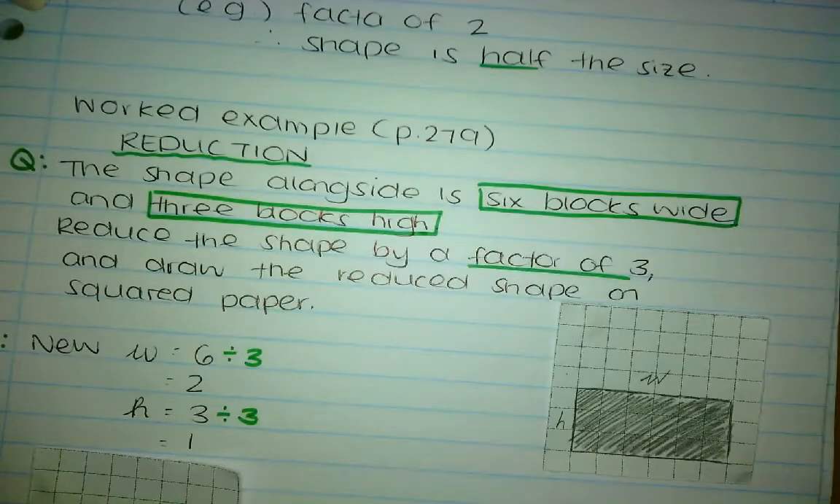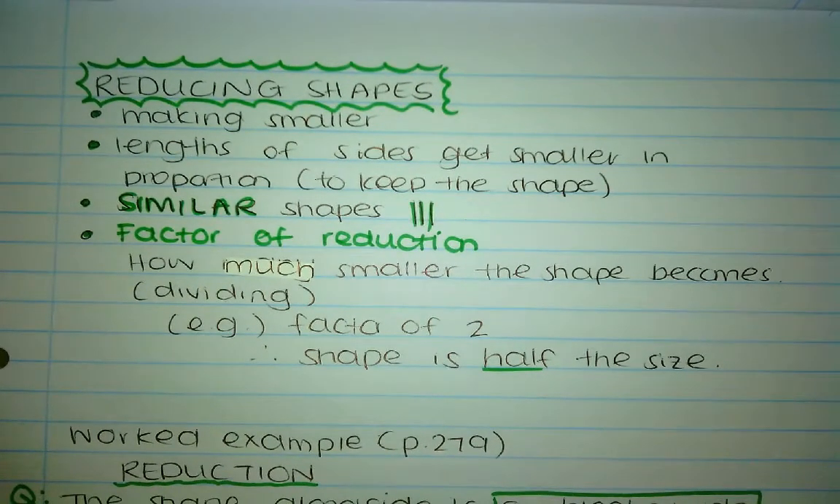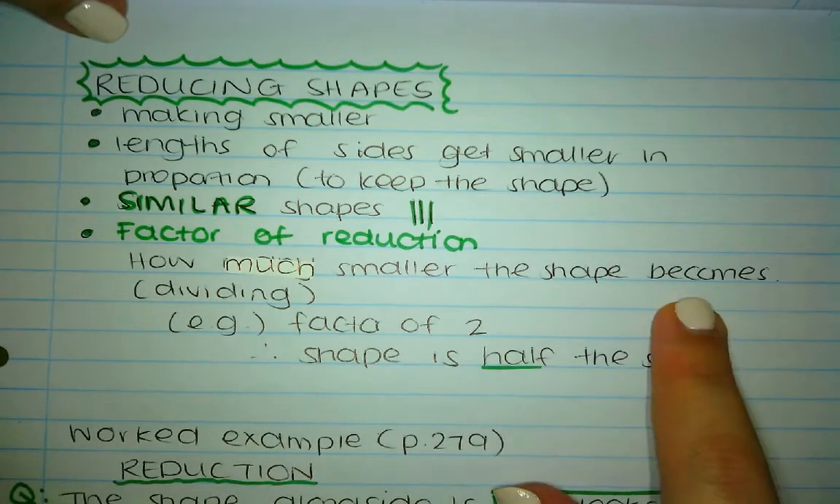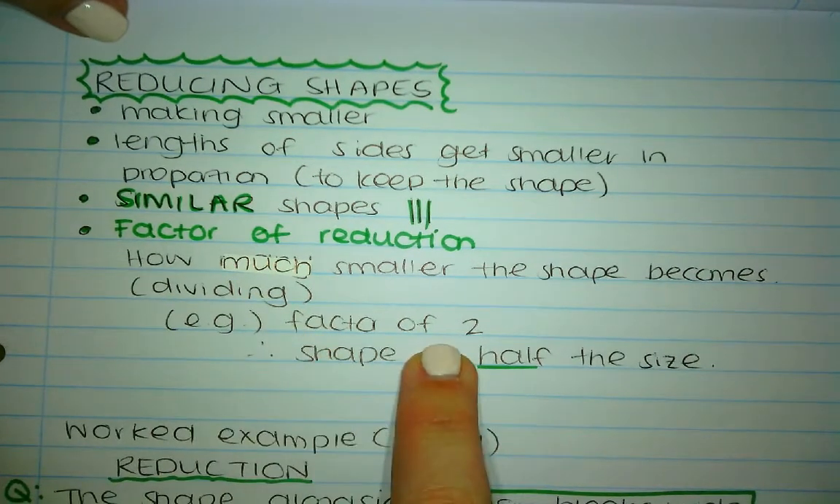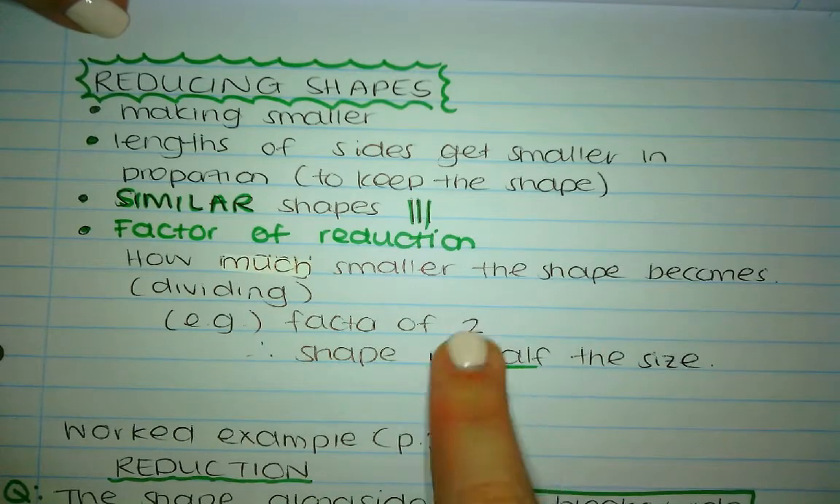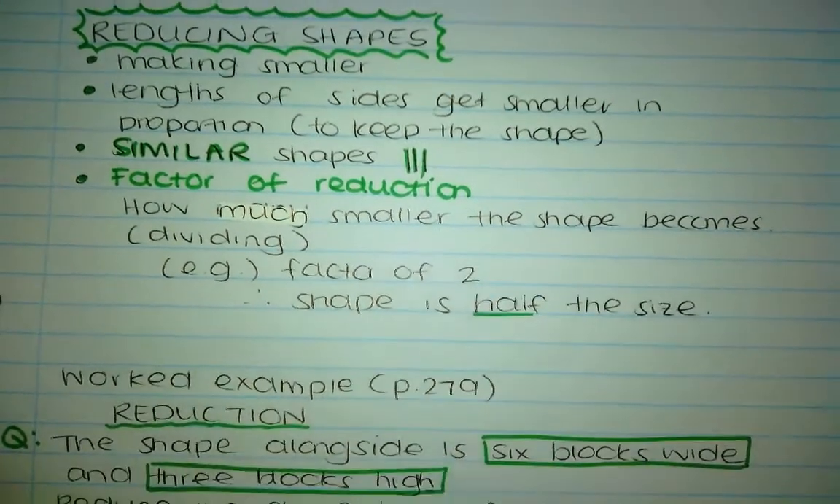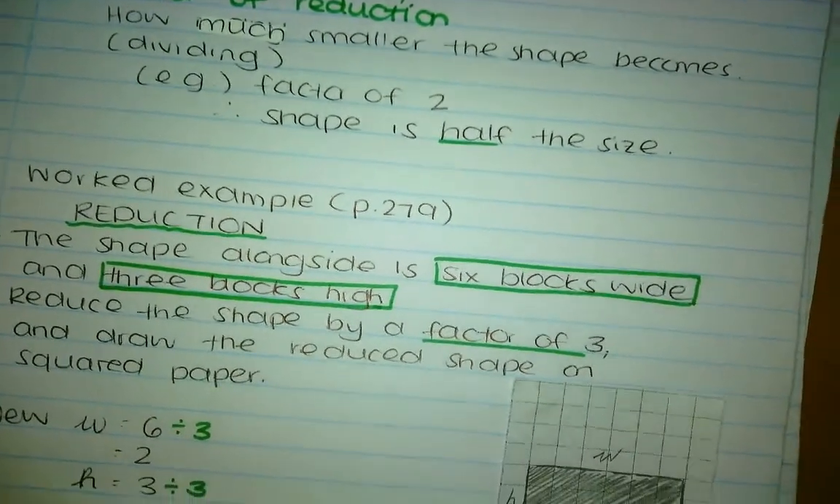And then we've got the reducing shapes. So when you are reducing shapes, you're actually making them smaller. The sides are the same, so it's basically the same as enlarging shapes, but now you're just making it smaller. So the factor of reduction, that is how much smaller the shape is going to become, but you have to divide. So it's now, if you're having a factor of 2, the factor of 2 is now making the shape half of the size that it originally was. So when you write your worked example, please pause and make sure you've written this down, and everything that you have so far needs to be written down.